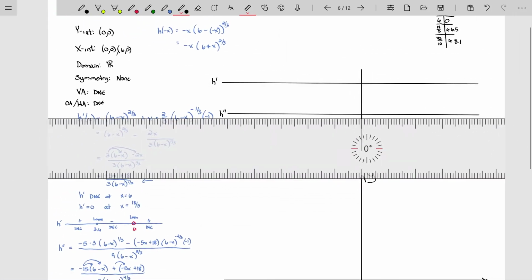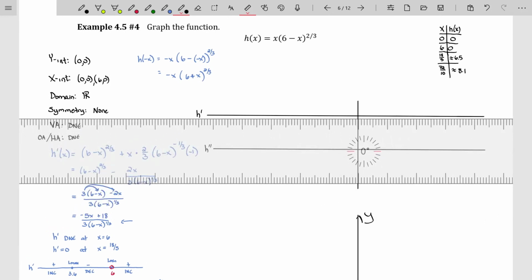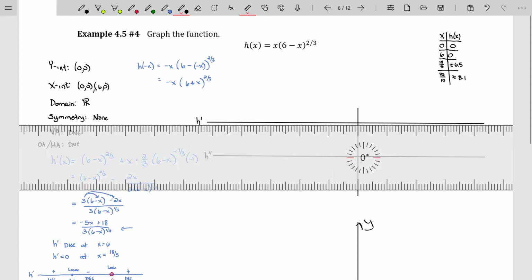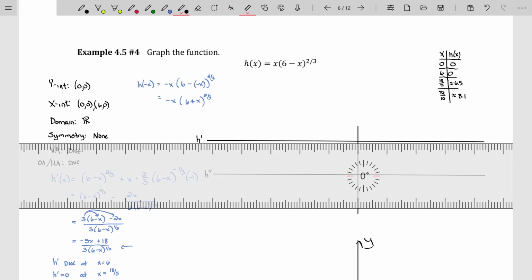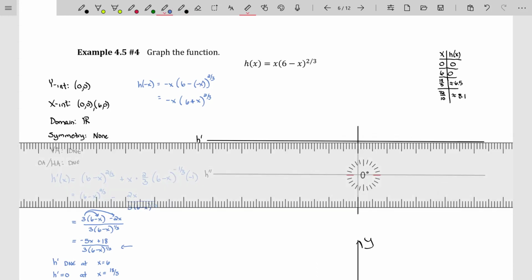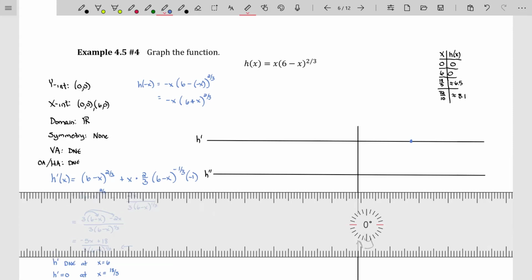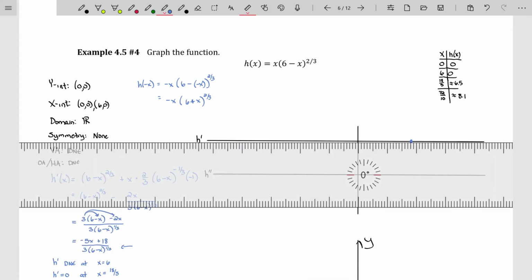Well, let's go ahead and plot 3.6 first for the first derivative. So we'll go up here and plot in here 3.6, which is, I have to actually get on the line to do this properly. 1, 2, 3.6, probably right about there. So let me go ahead and solid dot that.